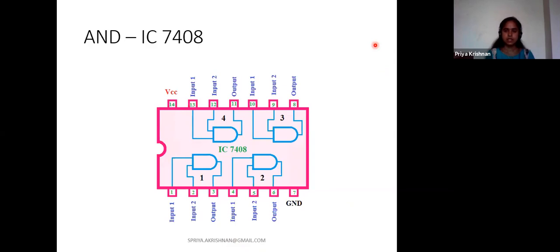Yes, when both the switches are 1 and 1, the output will be 1 here. Or else for all the other conditions, the output will be 0, correct?